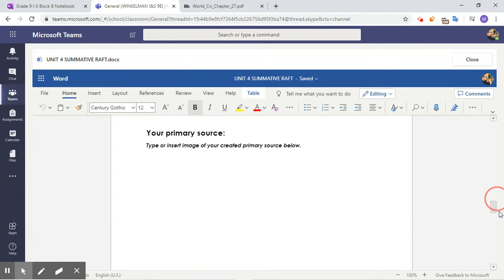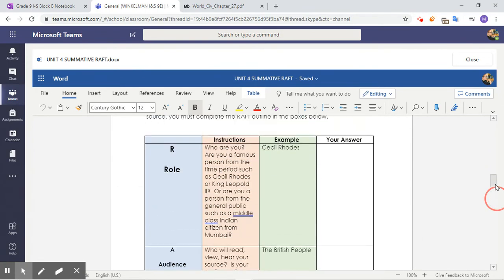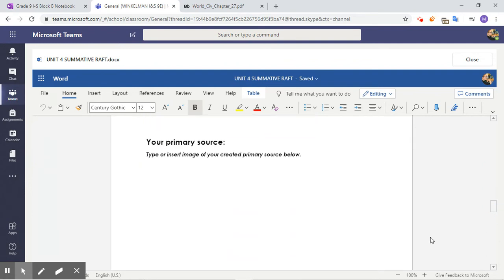Your primary source. After you write all these things about what your primary source is going to be, you need to put it right here. You either type it, or if you drew a political cartoon with your own hands, you could take a picture and put it right here. Right?